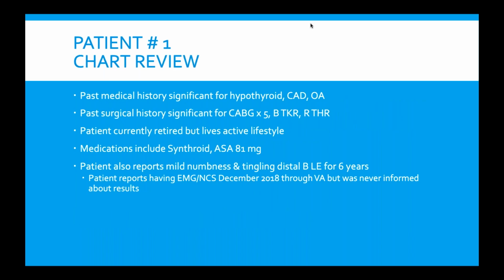His medical history from the chart review was significant for hypothyroidism, coronary artery disease, and osteoarthritis. He had a significant surgical history besides the recent hip replacement: coronary artery bypass surgery times 5 vessels, so quite significant, bilateral knee replacement, and the hip surgery in January. He was currently retired but was fairly active. Medications include Synthroid for the thyroid condition and low dose aspirin. He also reported mild numbness and tingling in his distal legs for the past 6 years.